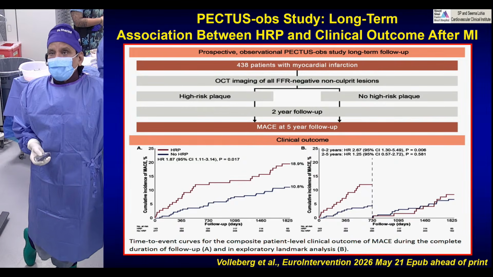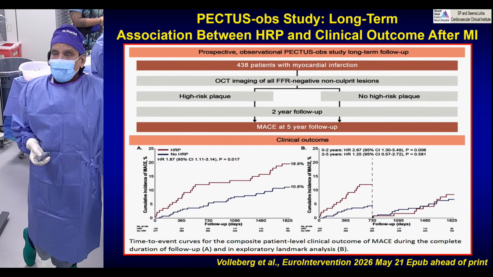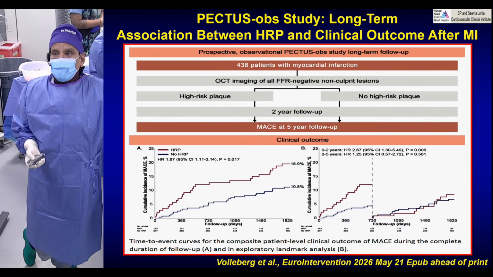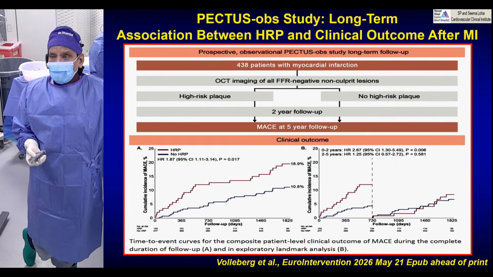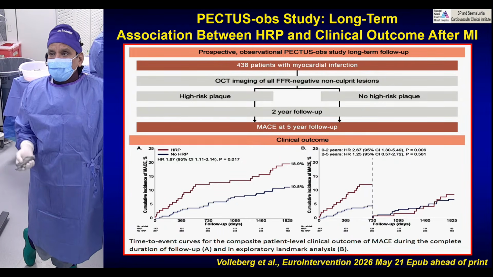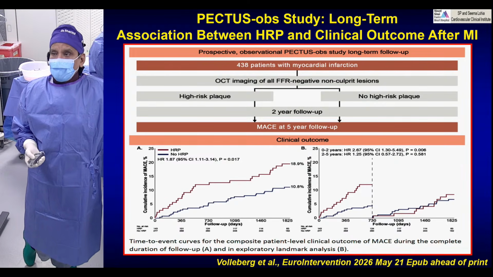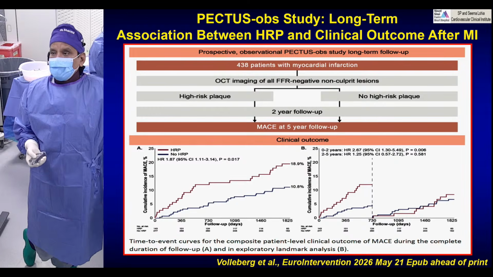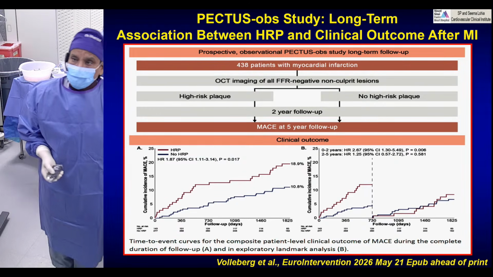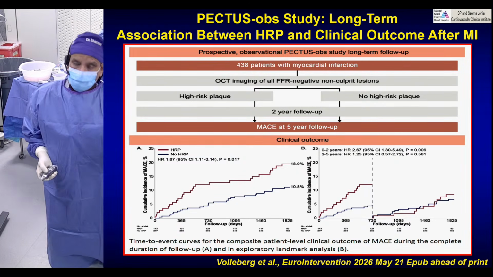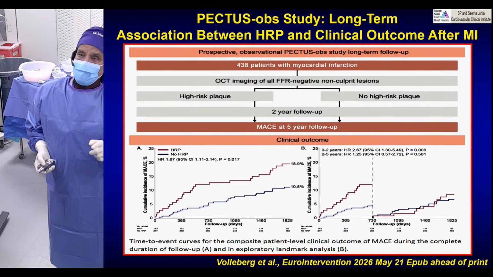Another thing which has come up nowadays is the high risk plaque. We know that many high risk plaques are FFR negative. But what do you do? At follow-up of about 6-7 years, you see a 20% event rate if you have a high risk plaque versus if you did not have one. And this happens particularly in the first 2-3 years. So it's a trouble: FFR negative, but you have a high risk plaque.